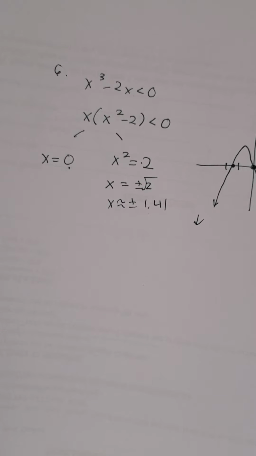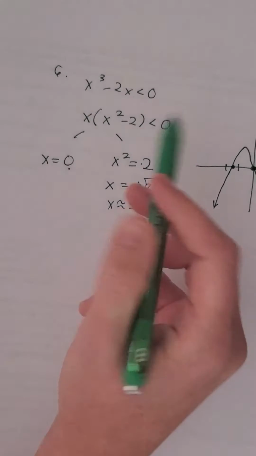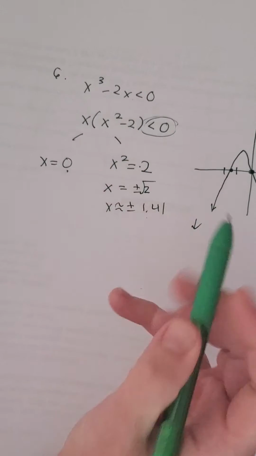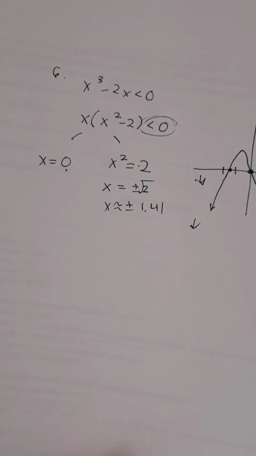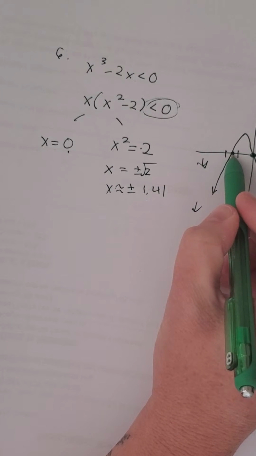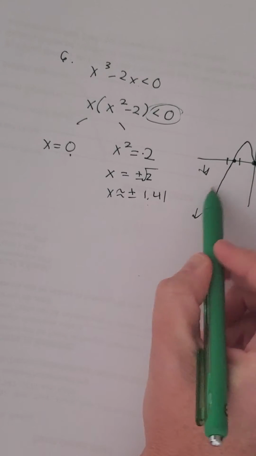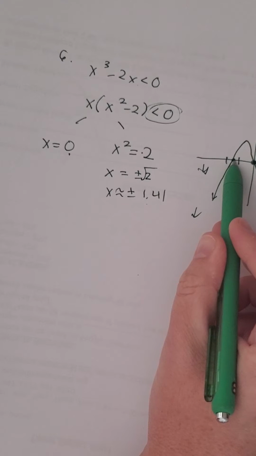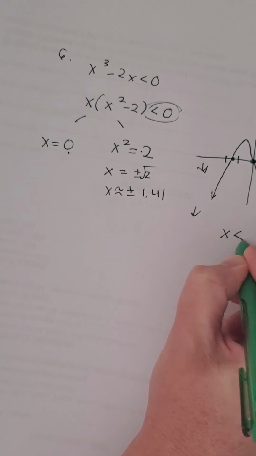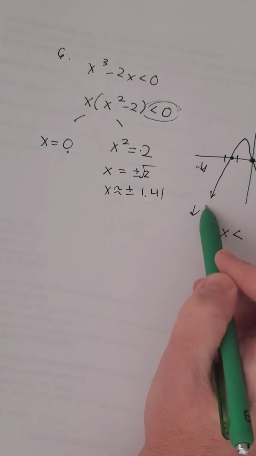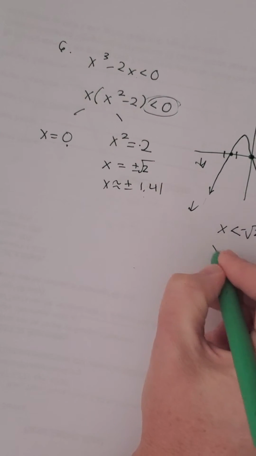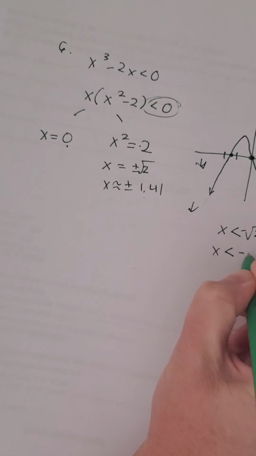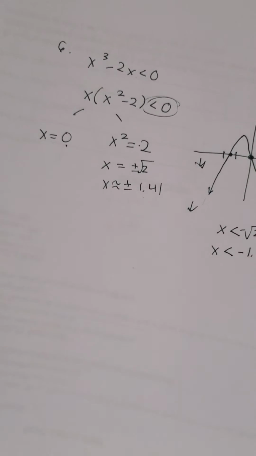And so now it's asking you for the intervals upon which it's less than 0. Less than 0 means where the graph is below the x-axis. And so the intervals that happens for is from x is less than, going to the left, less than negative square root of 2. Or you could say x is less than negative 1.41 approximately.